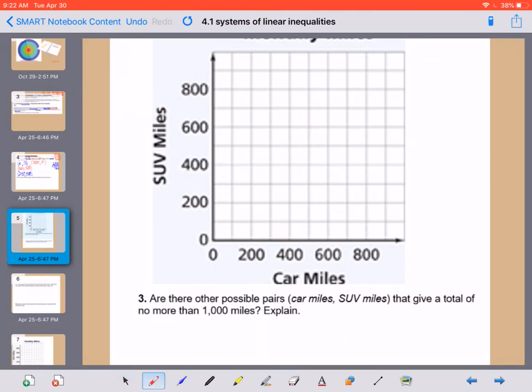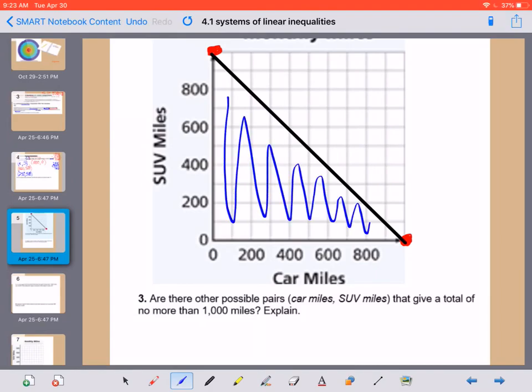So for question 4, I know that I could drive 1,000 car miles and 0 SUV miles, or I could drive 1,000 SUV miles and 0 car miles. Those are the two highest ones that I can draw. So now I'm going to create a line between those two. Now the region that this can be is anywhere underneath my line. If I go up any more, then that becomes more than 1,000 miles.